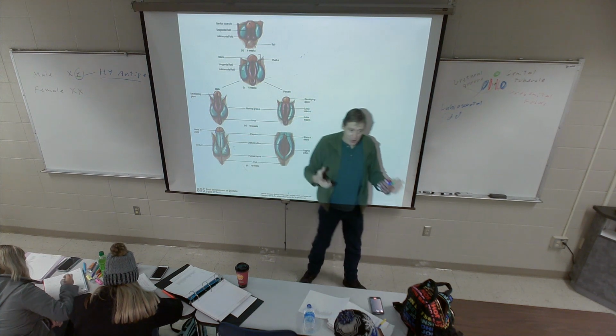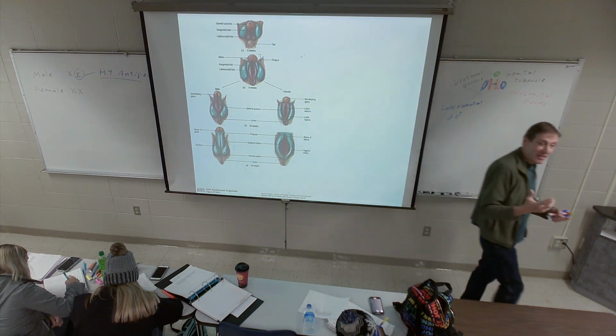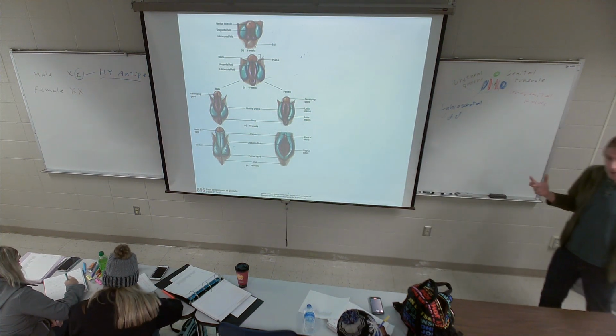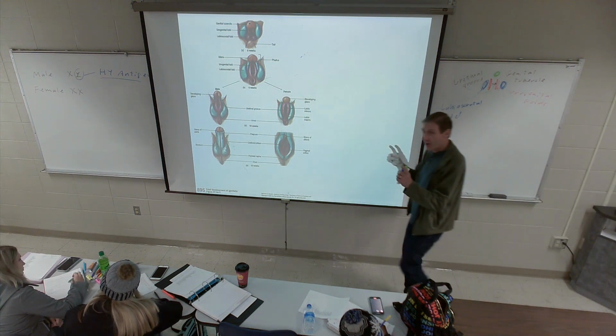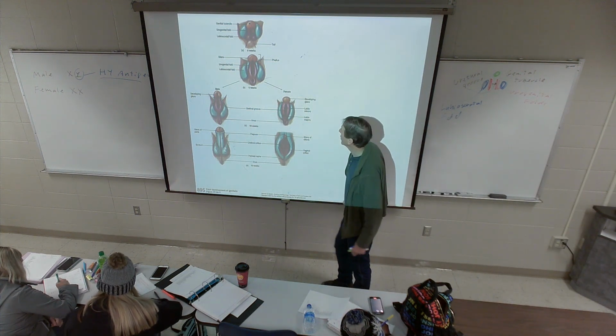The genital tubercle, that's the same embryonic structure. In a male, it ends up being the head of the glans penis. In a female, it's the clitoris. So the clitoris and the glans penis are homologous structures. They start off as the same embryonic structure.